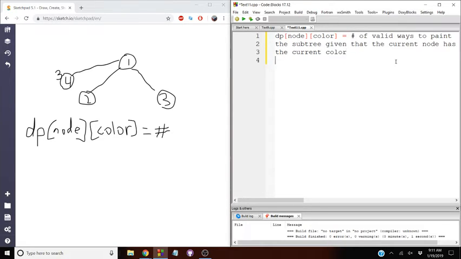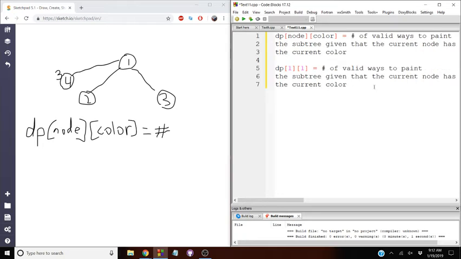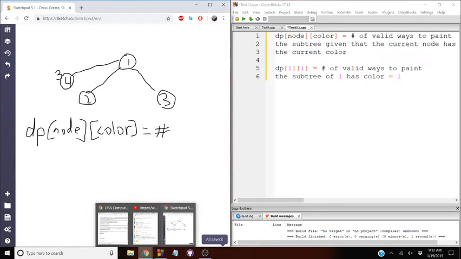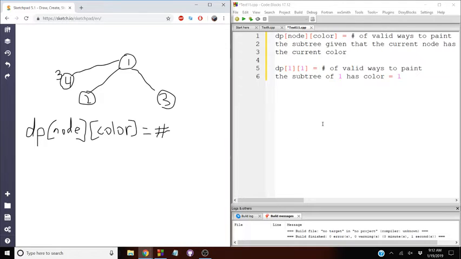So for example, DP1 will be the number of valid ways to paint the barn, such that the subtree of 1 has color equal to 1. So if we paint this one 1, how many ways are there to paint the barn? Is what we're asking, essentially. And we came up with this. Here's how we came up with this.